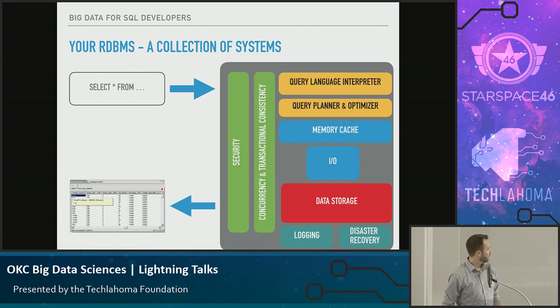But if you really think about what's going on under the hood just a little bit, a relational database system is actually a collection of systems. I mean, how many steps have to go on for that magic to happen? It's got to interpret the language that you give it. Then it goes and builds a plan based on the statistics that it has about its internal data. It optimizes that query. It goes and does I/O. It reads off the disk if it needs to, or does it have it cached in memory? It's actually a whole lot of systems working together.